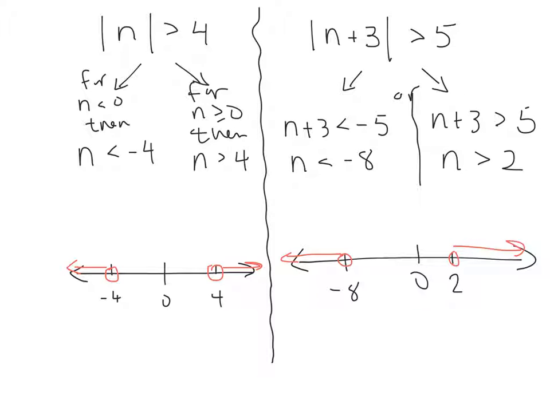So we could check, does, for example, -10 work? If we plug -10 in for n, we get -10 plus 3 is -7. The absolute value of -7 is 7, and 7 is indeed greater than 5. So over here, this section works, and we can test, let's say 5. 5 plus 3 is 8. Absolute value of 8 is 8. 8 is greater than 5, so over here works. Okay, let's take a look at some more challenging problems.